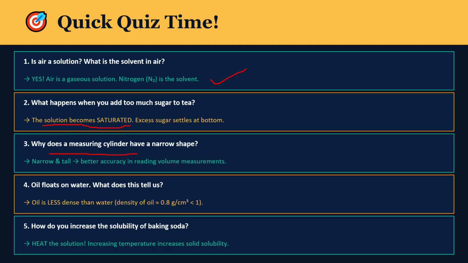Why is a measuring cylinder narrow and tall? Because its shape helps us take more accurate readings. Why does oil float on water? Because oil is less dense than water. And how can we increase the solubility of baking soda? By heating the solution. Today we explored an amazing world around us.